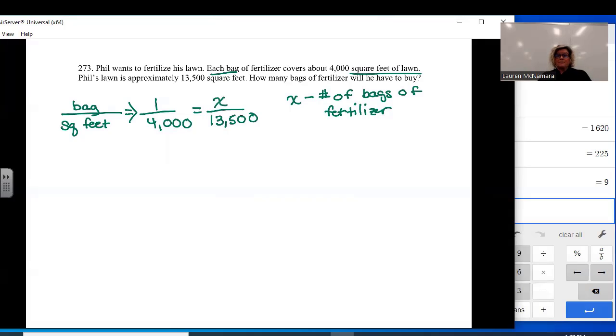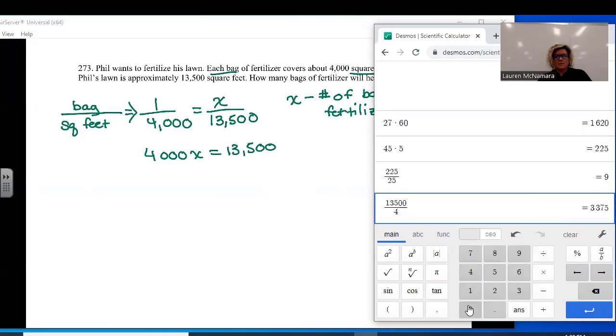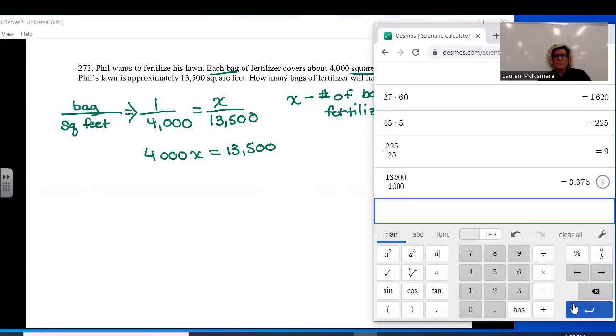Now I have a proportion. How do I solve a proportion? Cross multiply. 4,000 X is equal to 13,500. So now I'm going to take my 13,500, divide it by 4,000. All right, so I get that X is equal to 3.375. So how many bags is he going to have to buy? 4 bags of fertilizer.